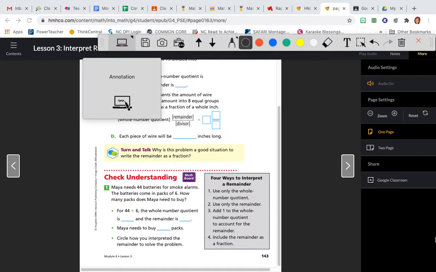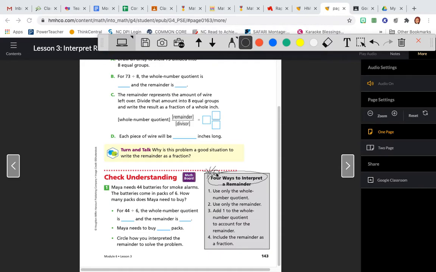All right, at this point, if you have turned the video back on, that means you've done the check understanding on your own. Don't forget about the chart. Make sure you put this information into your math notebook. You can print it off the Google Classroom, or you can simply just add it. You can write it into the notebook for yourself.